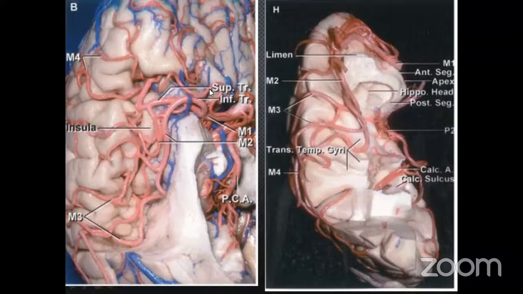Now, this picture is again showing the same. Here we can see this is the M1 segment. This is the limen insula. And here it turns and becomes the M2 segment, a segment of the MCA. Then it runs on the insular surface, so hence called the M3 segment or the insular segment. And it is also related to the opercula, so also called the opercular segment. And then it goes towards the cortical surface where it becomes the M4 segment.